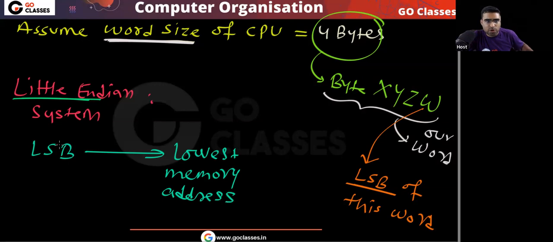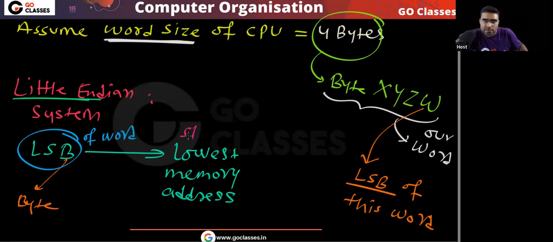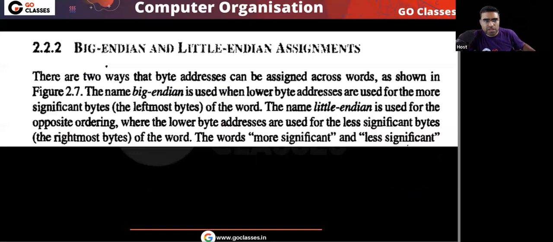So very simple point. And this B means byte, least significant byte of the word. Is this clear? So I can say this least significant byte of the word will be stored at the lowest memory address. So that's it. So this is your topic. You can read here.